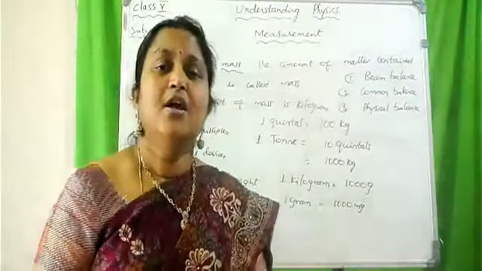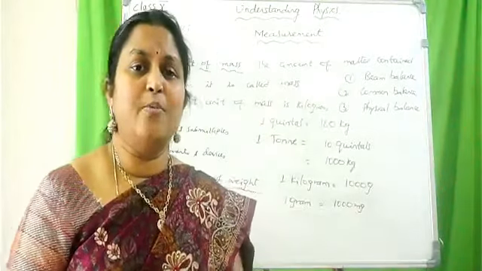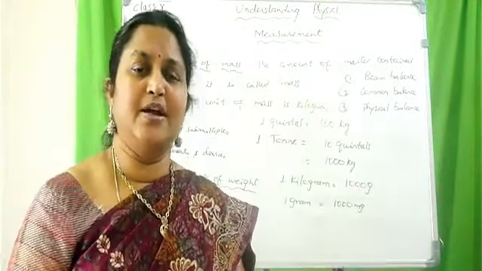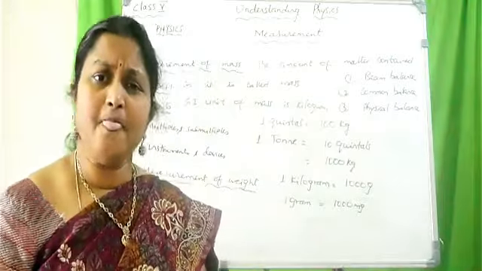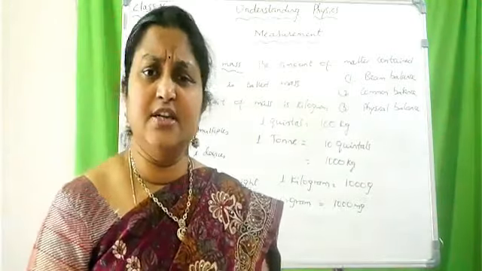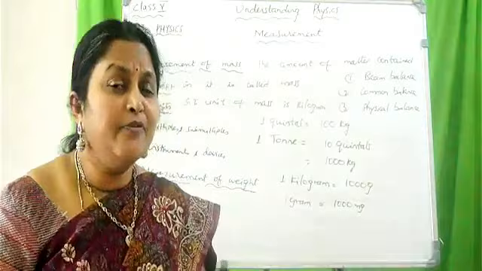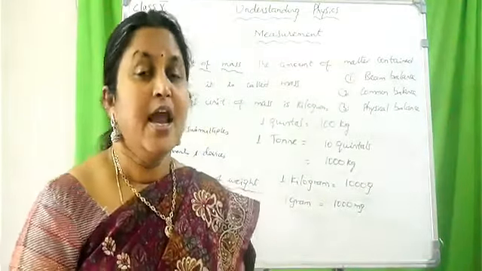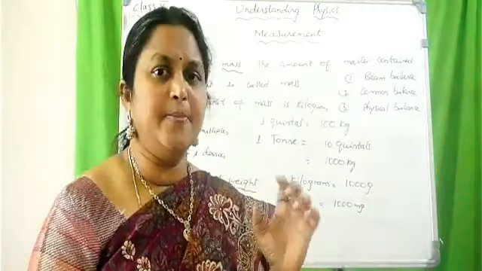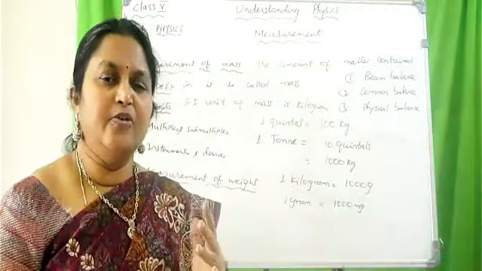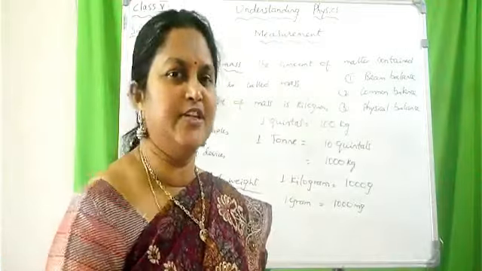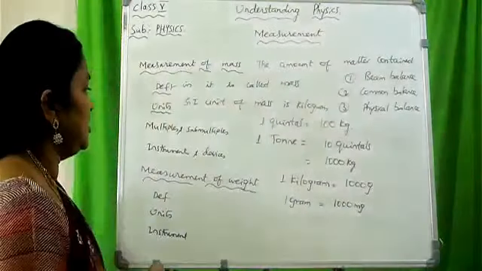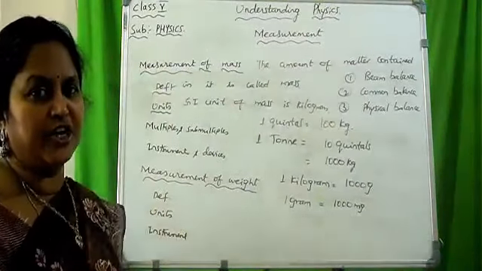Now coming to the common balance. We can see the common balance whenever we go to a fruit market, vegetable market, or provision stores. And the physical balance we can see in supermarkets. It works with an electric battery, and it works like a machine. That's why we call it a physical balance. So these three types of instruments are used for measuring mass.